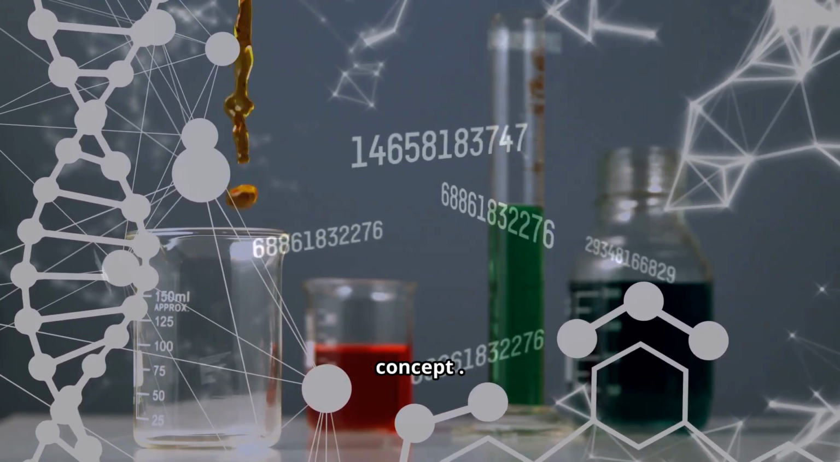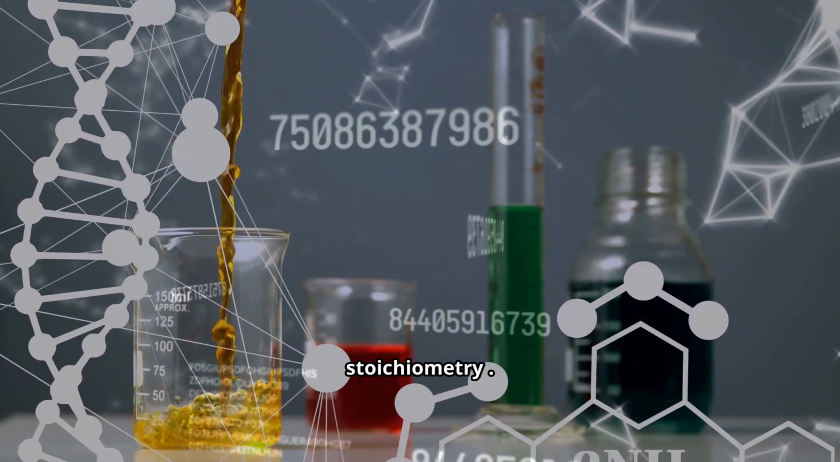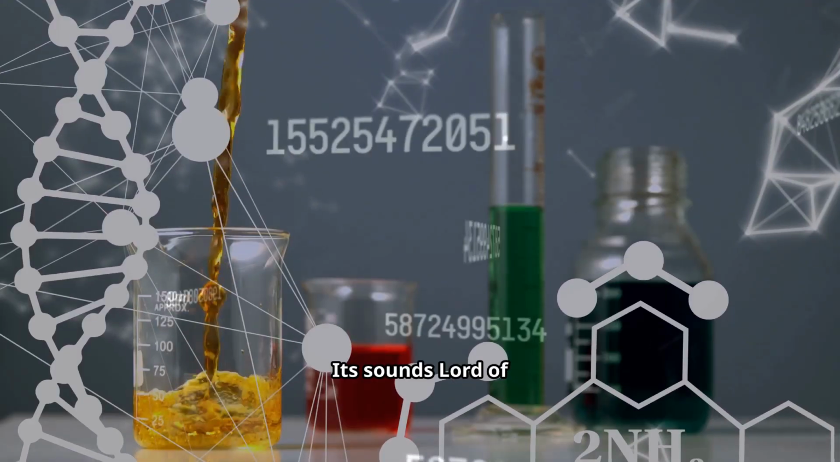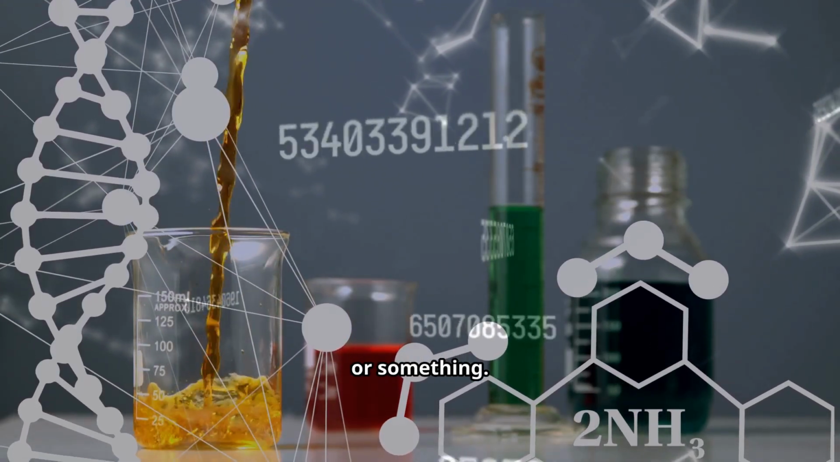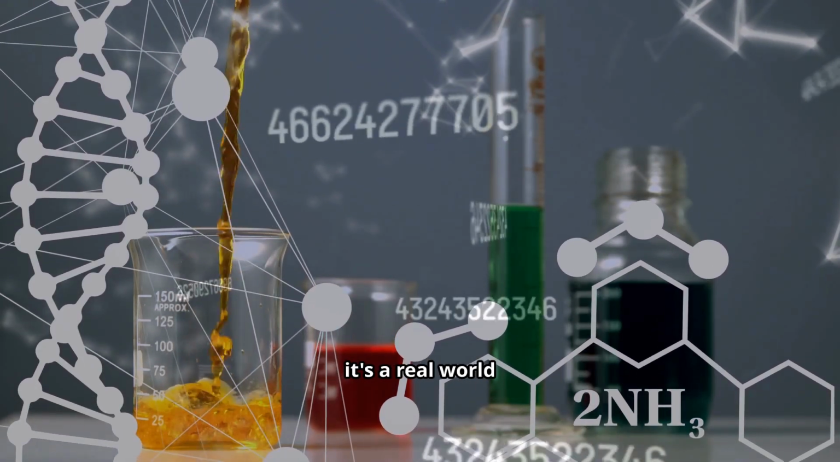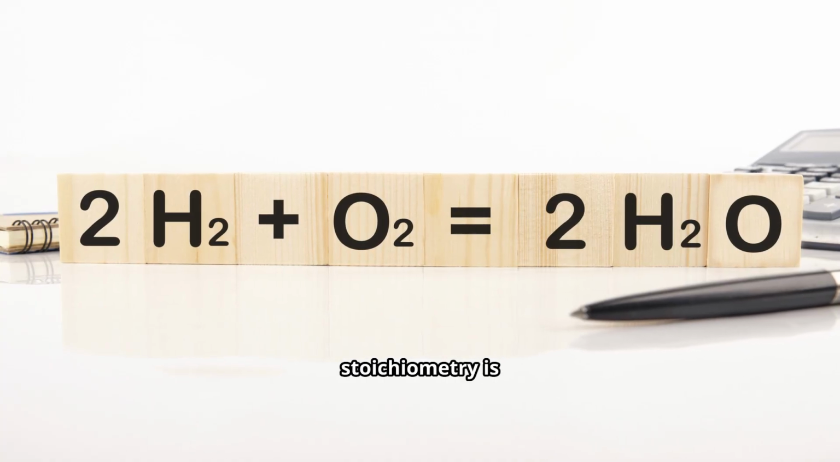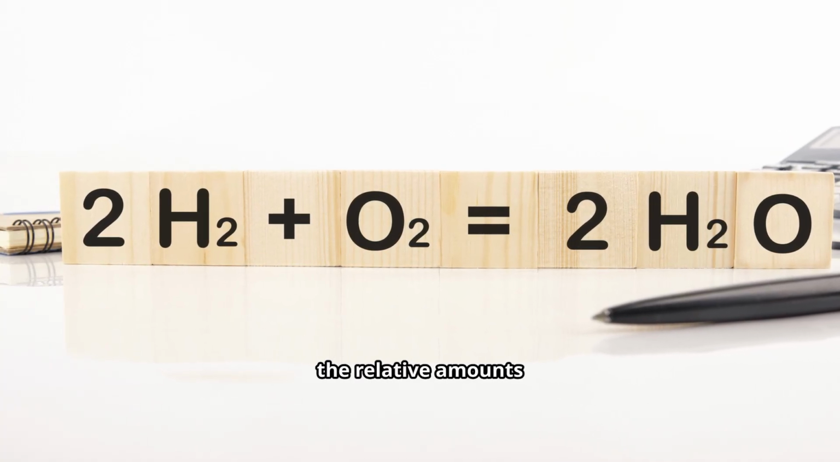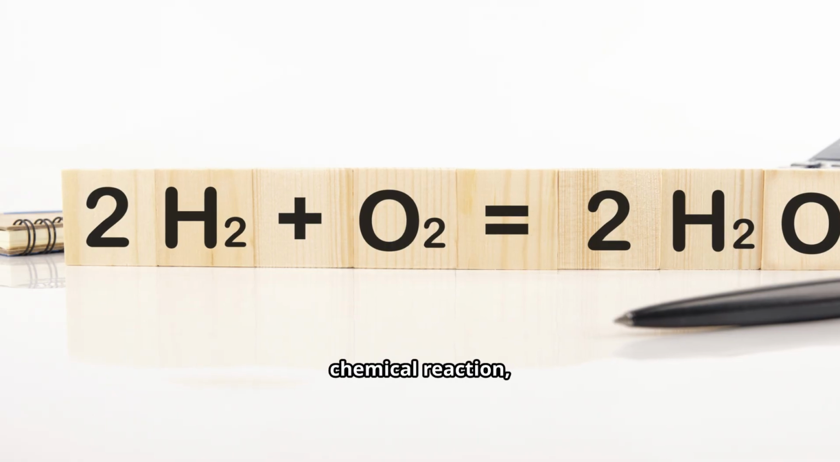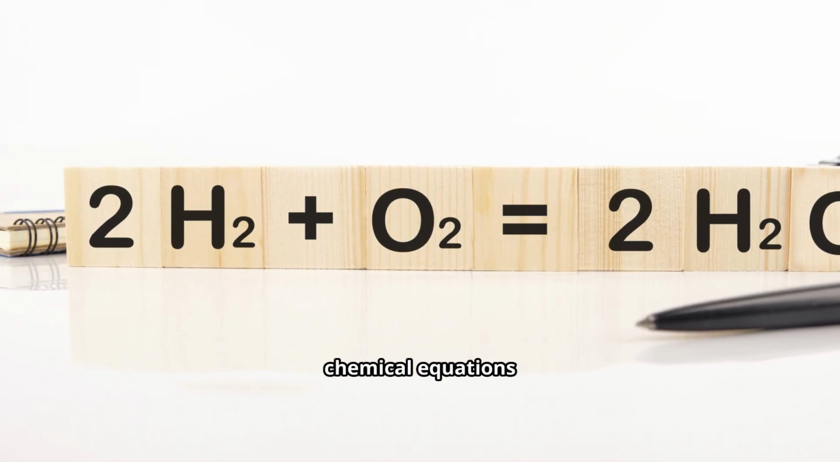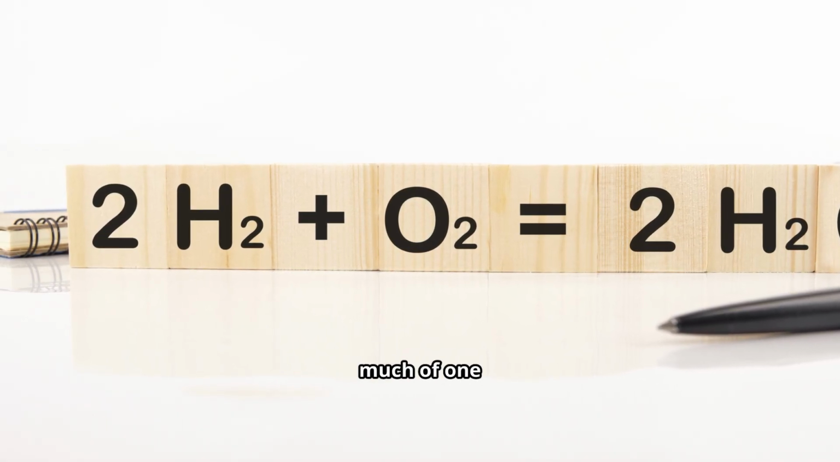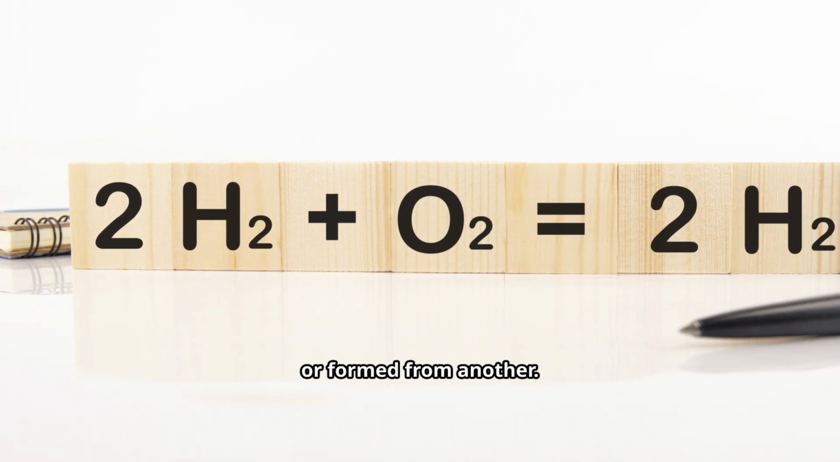Stoichiometry depends on the mole concept. What is stoichiometry? It sounds like Lord of the Rings dark magic or something. Good news, no. It's a real thing in chemistry territory. In chemistry, stoichiometry is the calculation of the relative amounts of reactants and products in a chemical reaction, using balanced chemical equations to determine how much of one substance is needed or formed from another.